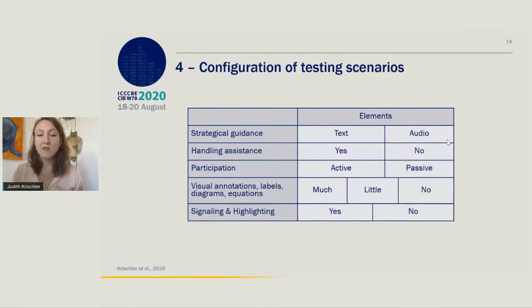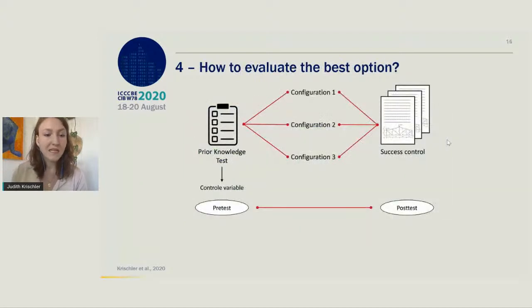Based on these principles, we have created this configuration matrix, more or less, where we derive the different configurations for the testing scenarios. As you can see, there are many of what I have just explained. So that is the configuration matrix we have created.